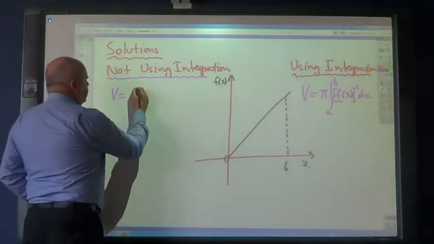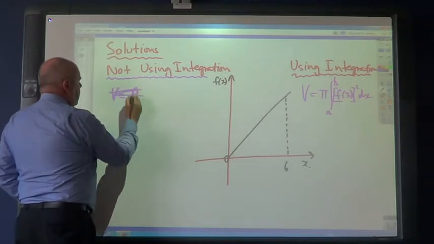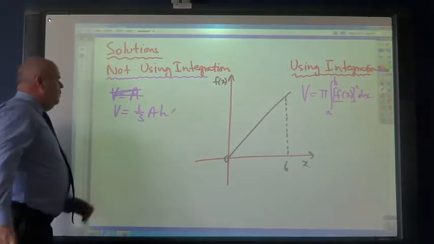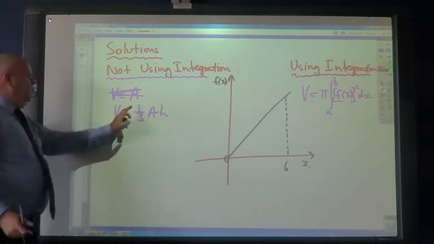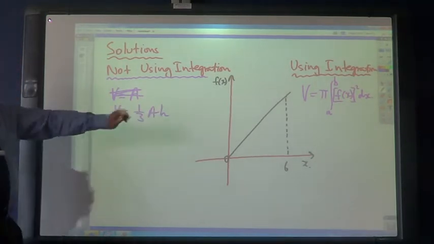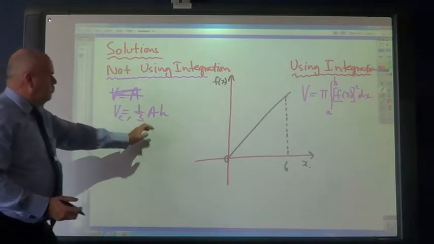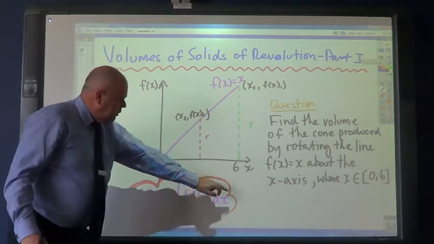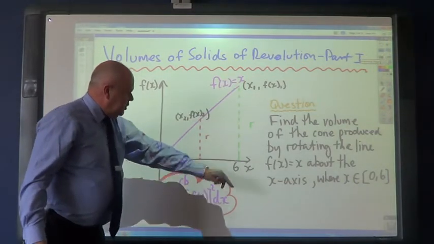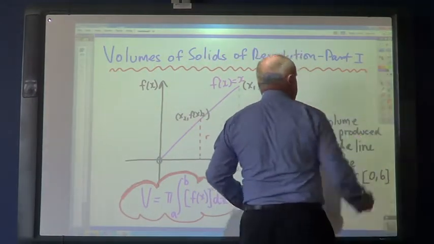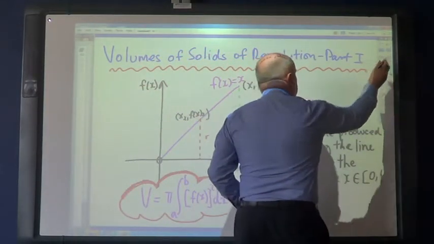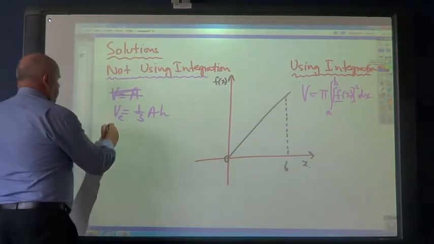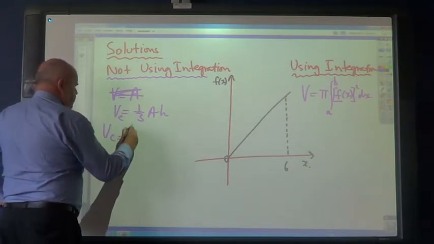Well, the volume of any cone is given by this formula, isn't it? The volume of a cone is equal to 1/3 area times h. Now, what's the area? Well, the area is the area of, in this case, the disc mapped out where x is equal to 6. It's the area of that circle so traced out. And the height, what's the height? Well, it's just from 0 to 6. So you don't need calculus. That's what I'm demonstrating here for this particular problem.